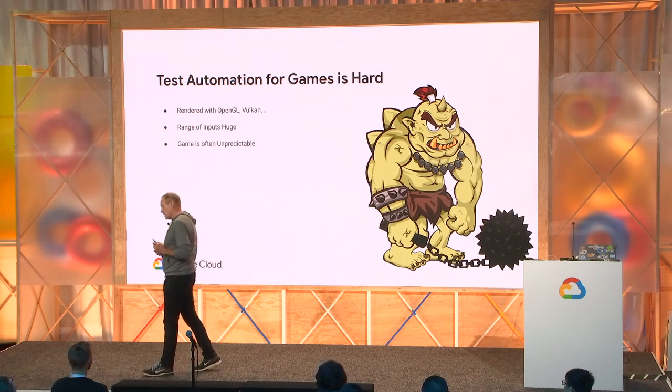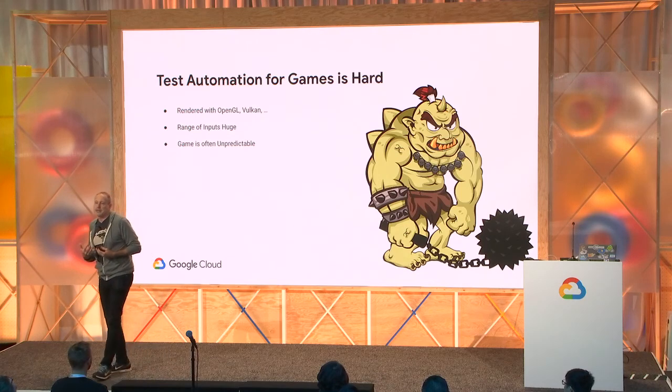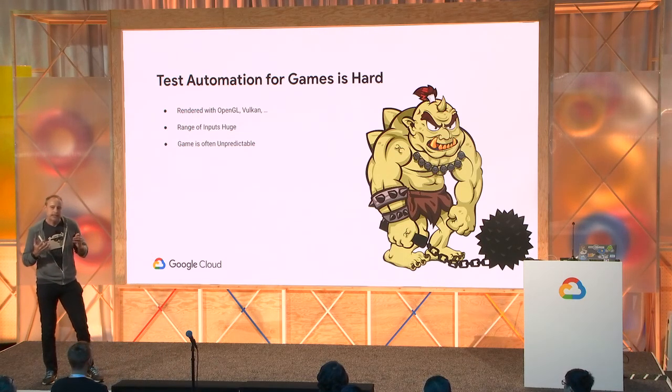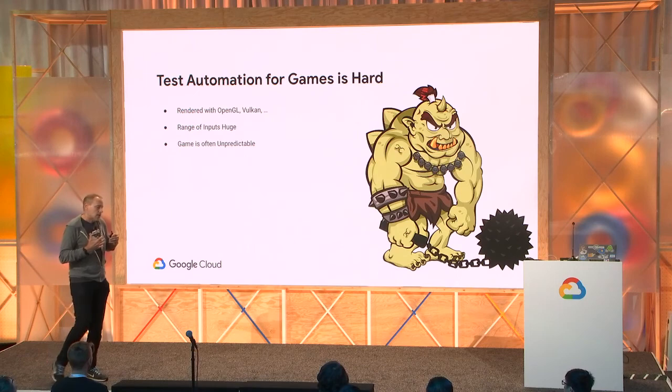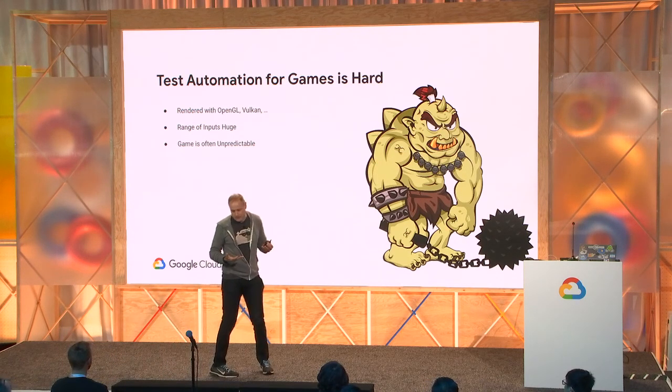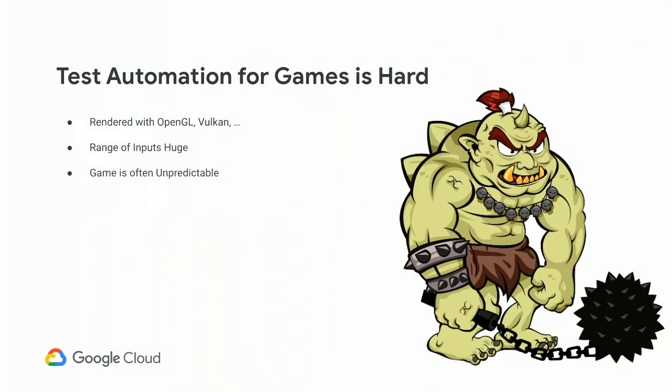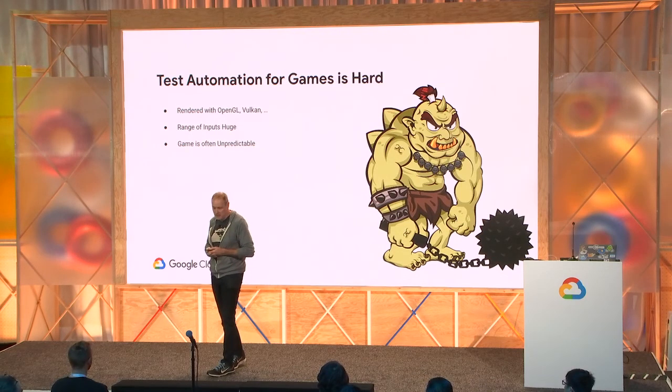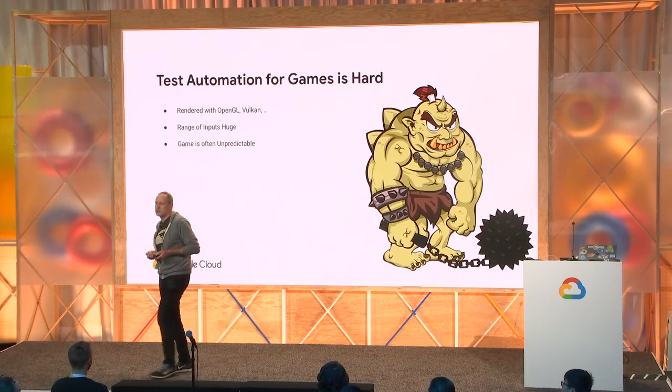And games are often deliberately unpredictable, which means that they give a different experience to the user every time. But that means they give a different experience to the test every time, which makes it very hard to write an automated test.